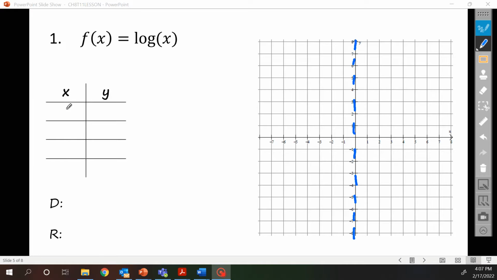So we're going to start at 1. We're going to start just to the right of the asymptote with our table. So I'm going to plug 1 into this function. So the common log of 1. Well, remember, this is asking 10 to what power is 1? And that would be 10 to the 0 power. So plugging in 1 gives a 0, which is right here, (1, 0).